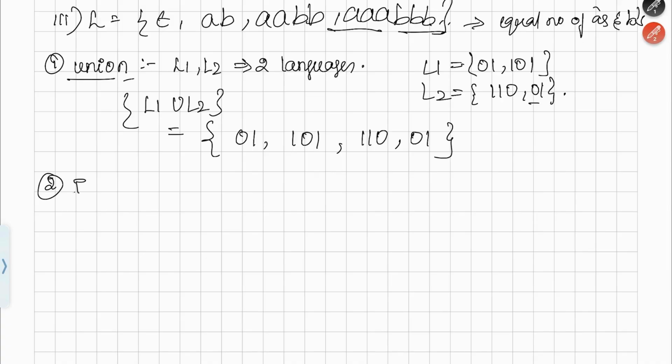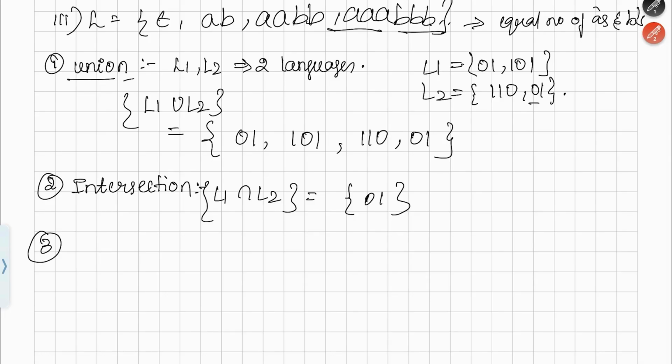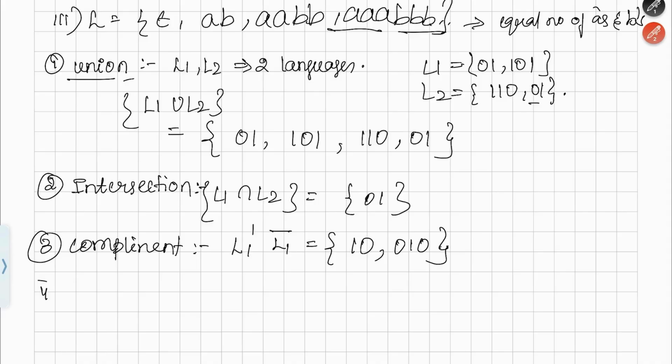Next, intersection. If I write L1 intersection L2, if I intersect these two, what would I get as remaining here? So I'll get 0 and 1 as remaining here, right? Next, I have complement. So complement, I can depict as L1 dash, or L1 with a line drawn above it. So this is equal to L1: I had 0 1, so it will be 1 0, and here 1 0 1, so here it will be 0 1 0, and yeah, this is the complement of the language.